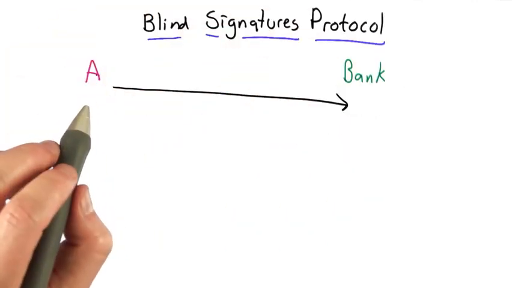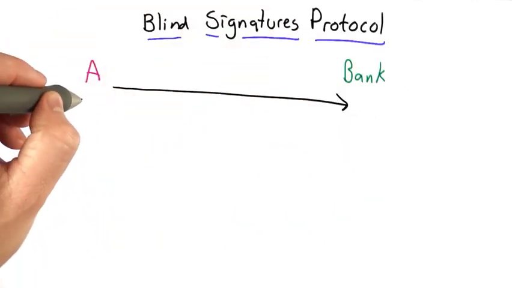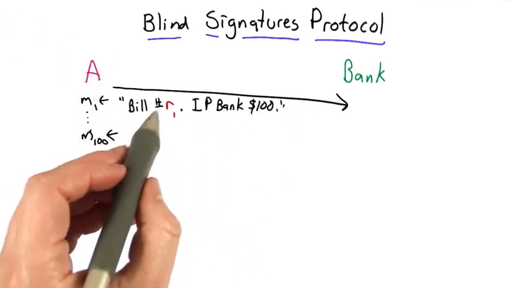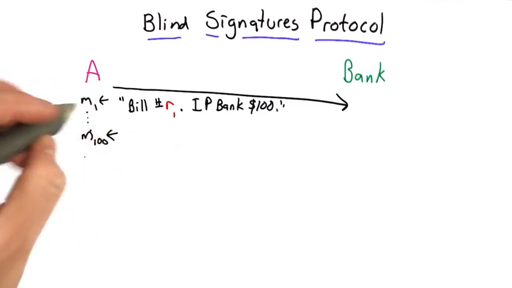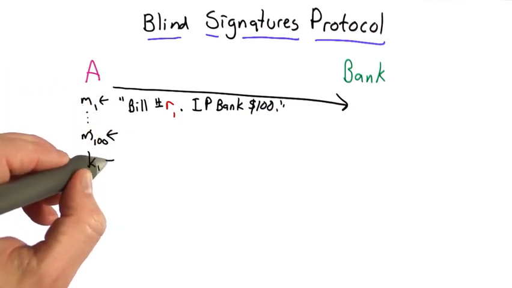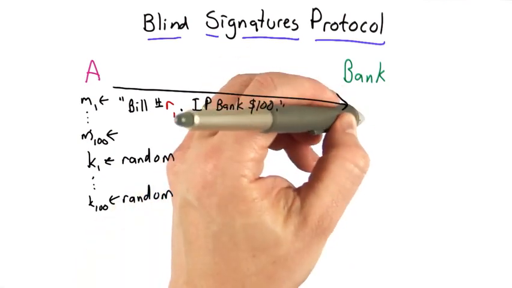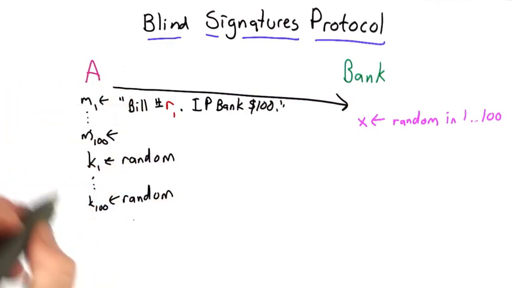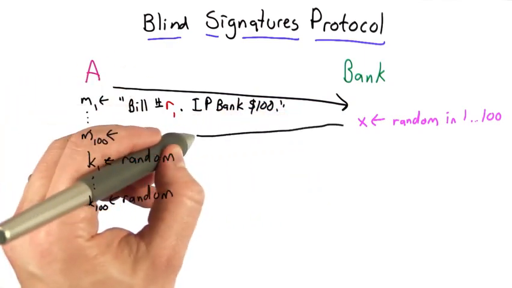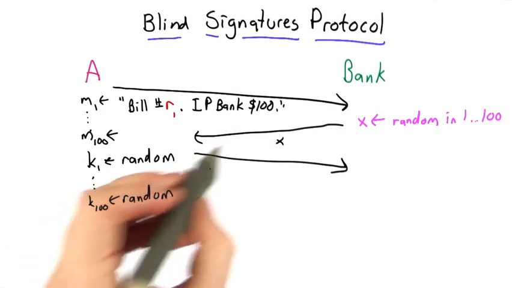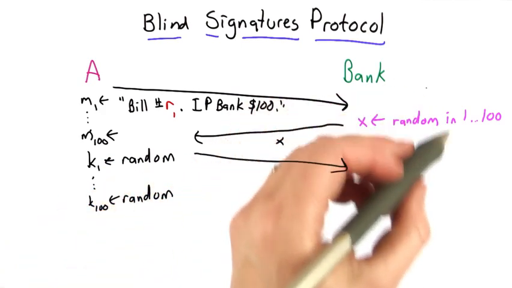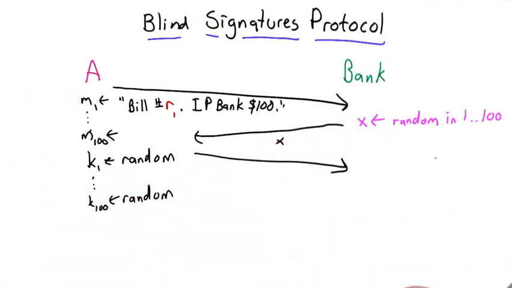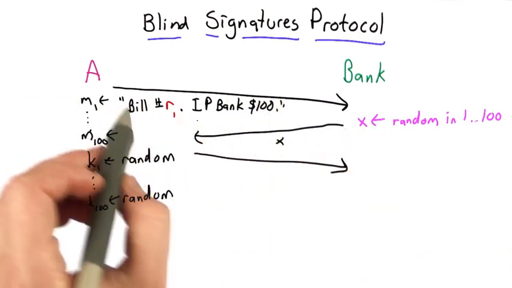So here's how this works in the blind signatures protocol. Alice will generate not one message now, but 100 messages, each one of this form, but with a different value for R1. Alice will also pick 100 K values. Send all of those to the bank. The bank picks some random value x between 1 and 100 and unblinds all the other messages. So that means the bank will send x to Alice. Alice needs to send something back to the bank that the bank can use to verify that all of these messages, other than message x, contain something like this.